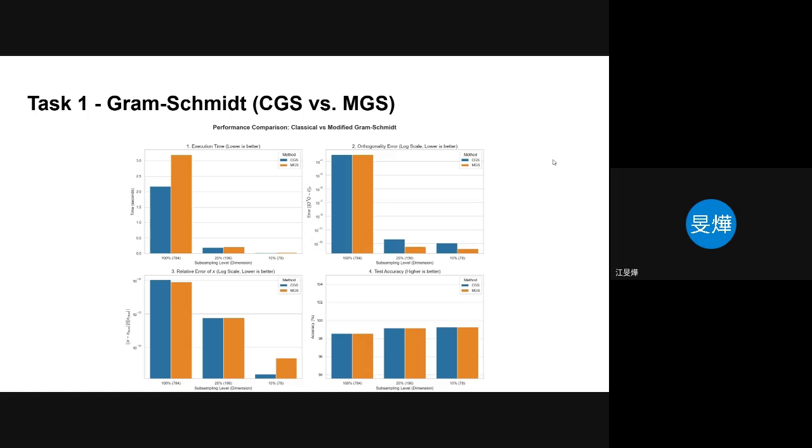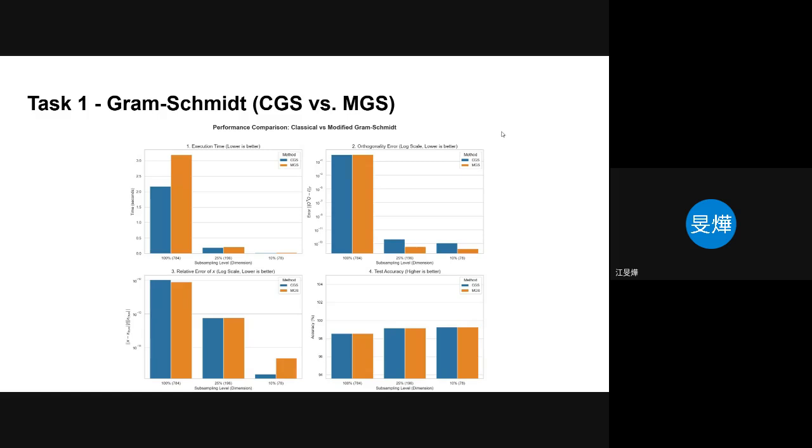And the last one, the bottom right chart, gives us the ultimate test accuracy. The accuracy is identical for both methods. More importantly, dropping from 784 dimensions down to just 78 actually increased our accuracy from about 98.5 to over 99.